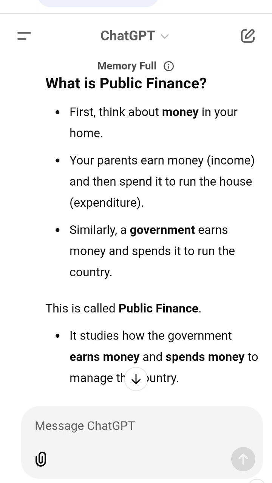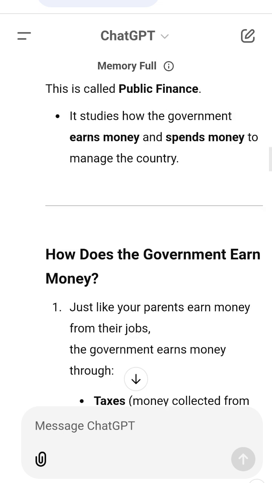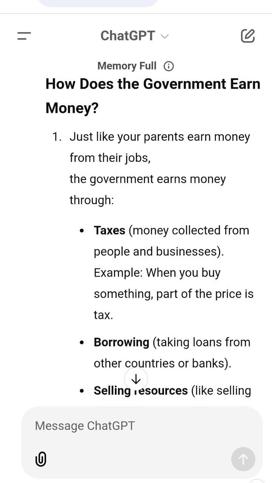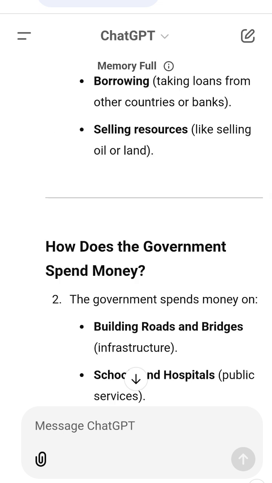Why is public finance important? Imagine your parents didn't plan their money well. They spend too much and have no savings, or they don't spend at all and the house falls apart. This is what happens when public finance is poorly managed. The government needs to balance earning and spending to keep the country running smoothly.